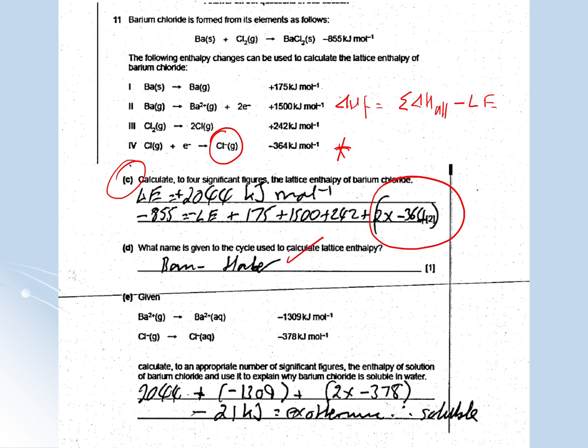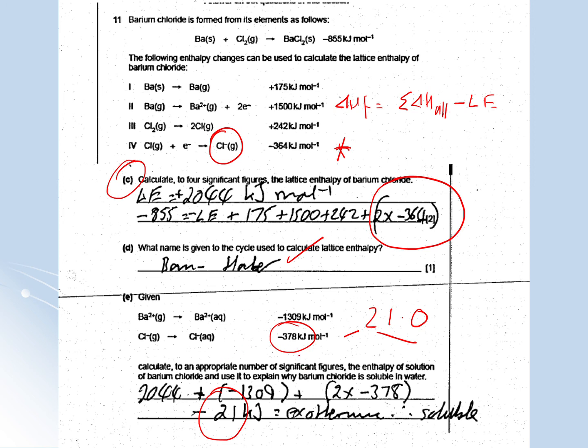Then you had to calculate to an appropriate number of significant figures. I've recorded this to 2 significant figures, but the smallest number of significant figures in the question was 3, so actually if my answer works out at exactly 21, I should have written 21.0. So just be cautious of that, guys. I wasn't paying attention to that. I could have dropped a mark possibly. So we calculate to an appropriate number of significant figures the enthalpy of solution.